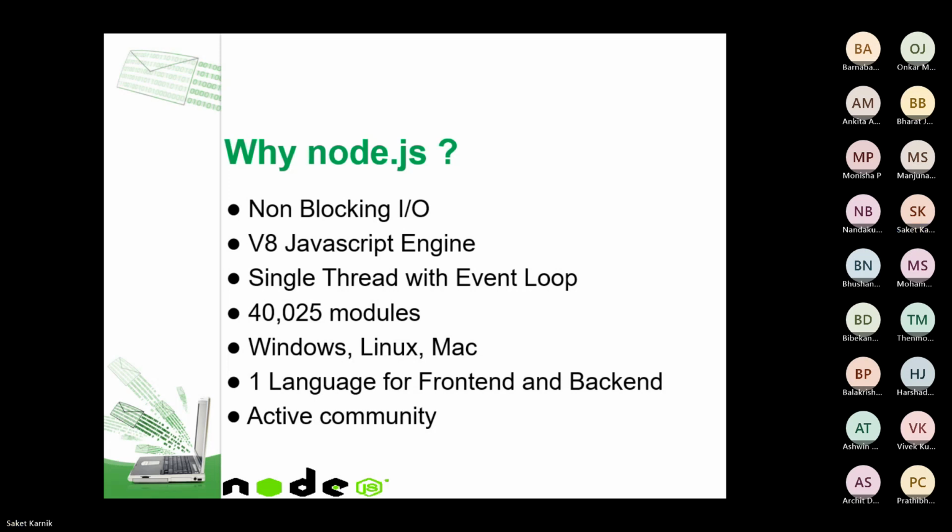Overall, more than 40,000 modules are present in Node.js. I'm not talking about components or features. These are big modules which provide multiple things in one module itself. It is also supported by all the major platforms: Windows, Linux, Mac. Linux itself makes the coverage pretty wide because many systems are based on Linux apart from Windows.